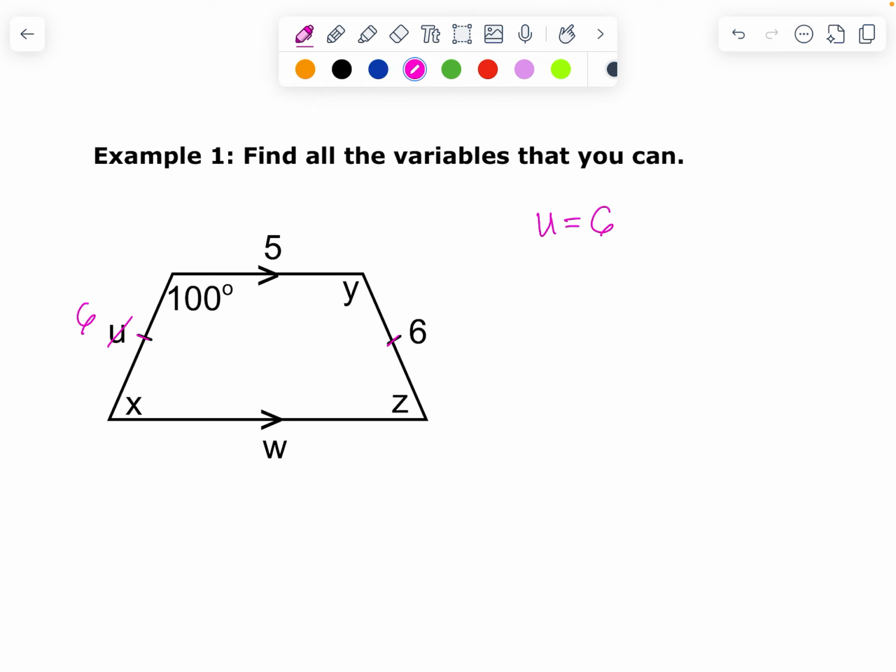I cannot get w. I don't know what w is because it's not the same length as the other base. So we don't know what w is. We're going to say that it's not possible. And really, it's not possible yet. In the future, second semester, we could find it. But with what we know right now, we can't do it.